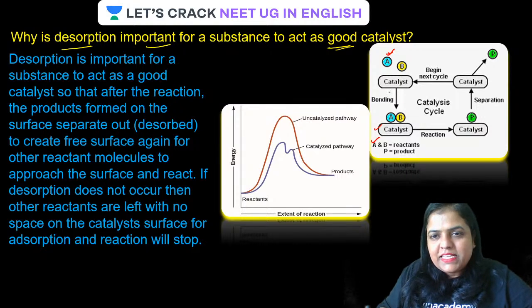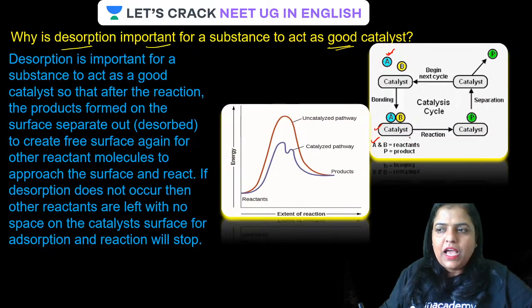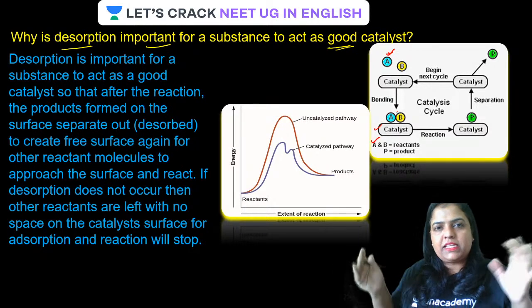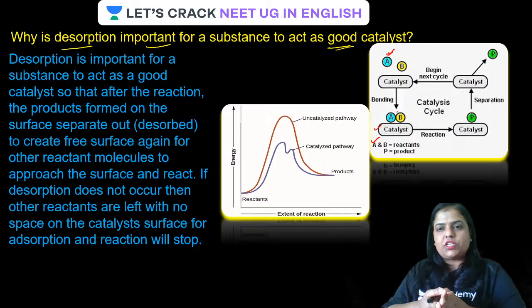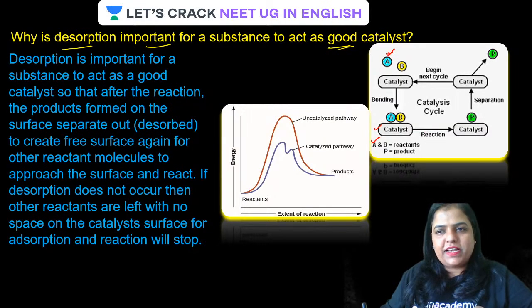Is it very clear from here that A and B get adsorbed on the surface of the catalyst? Now A and B are basically the reactants. Because they are adsorbed on the surface, both of them react with each other easily, and the reaction takes place. So A and B get converted into P, that is the product, on its surface.